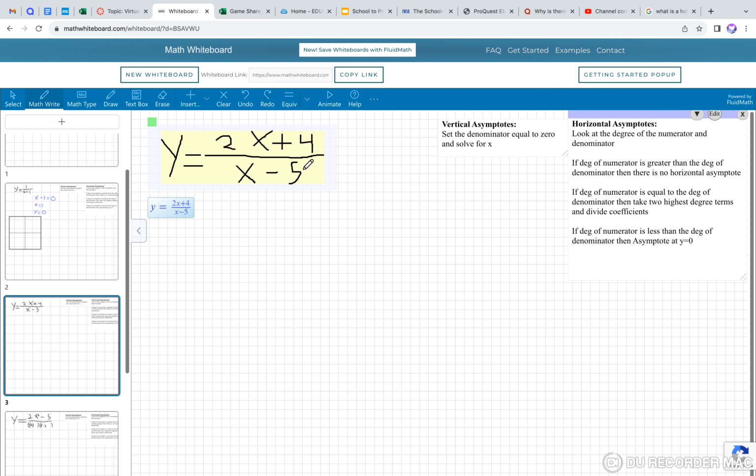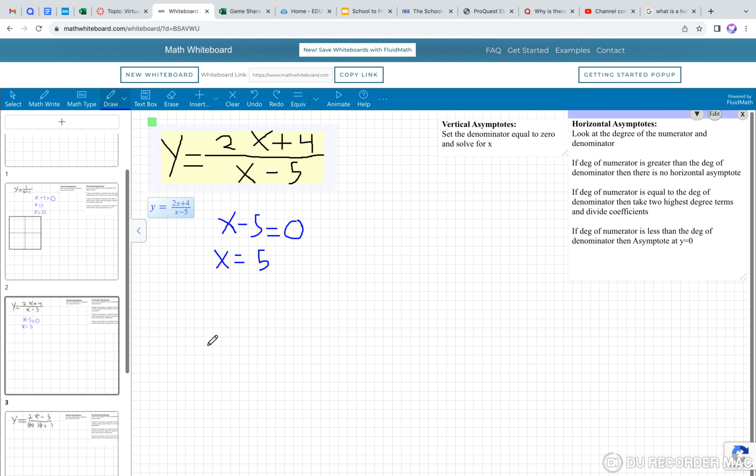So this one, y equals 2x plus 4 over x minus 5. First we're going to test for vertical asymptotes. We need to set the denominator equal to 0. It's a pretty simple one. x minus 5 equals 0. Solve for x. What are we going to do? Well, we're going to add 5 to solve for x. x equals 5. So there should be a vertical asymptote at 5.